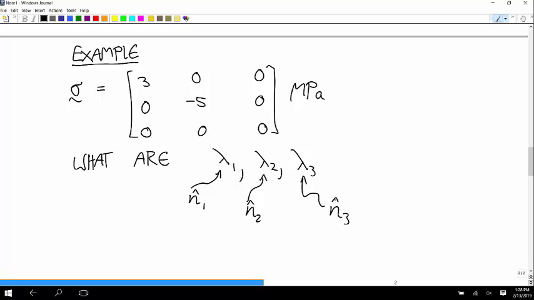All right, well, who remembers what the definition of the principal stress tensor is? What are we really looking for in the principal stress tensor? Yeah, the shear stresses are 0, so we're already starting with a principal stress tensor. Okay, so we're going to go through this calculation, and it's going to give us back 3, negative 5, and 0, and it's also going to give us back axes that correspond to our axes right now. Okay, so this is already in the principal coordinate system.